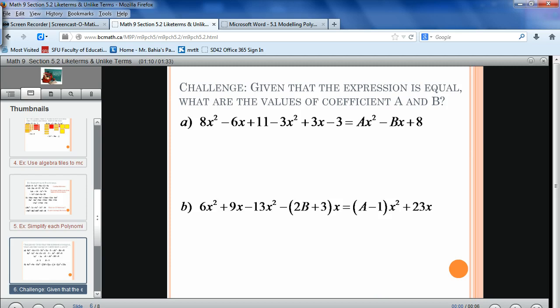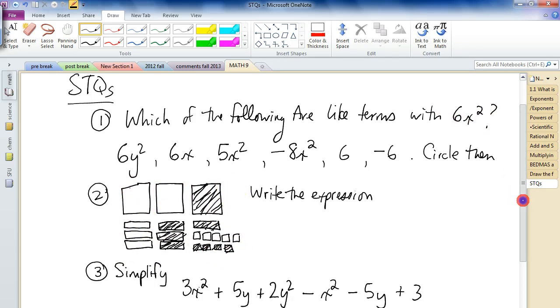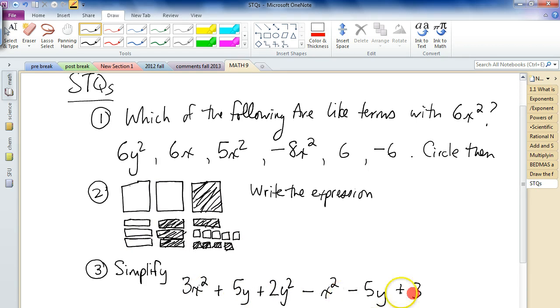Okay, this one let's not worry about. Let's jump to the skill testing questions. Here they are. For this one here, just circle which of these are like terms with 6x squared. Give me the expression that you get after you simplify these algebra tiles, and using any method you like, simplify that.